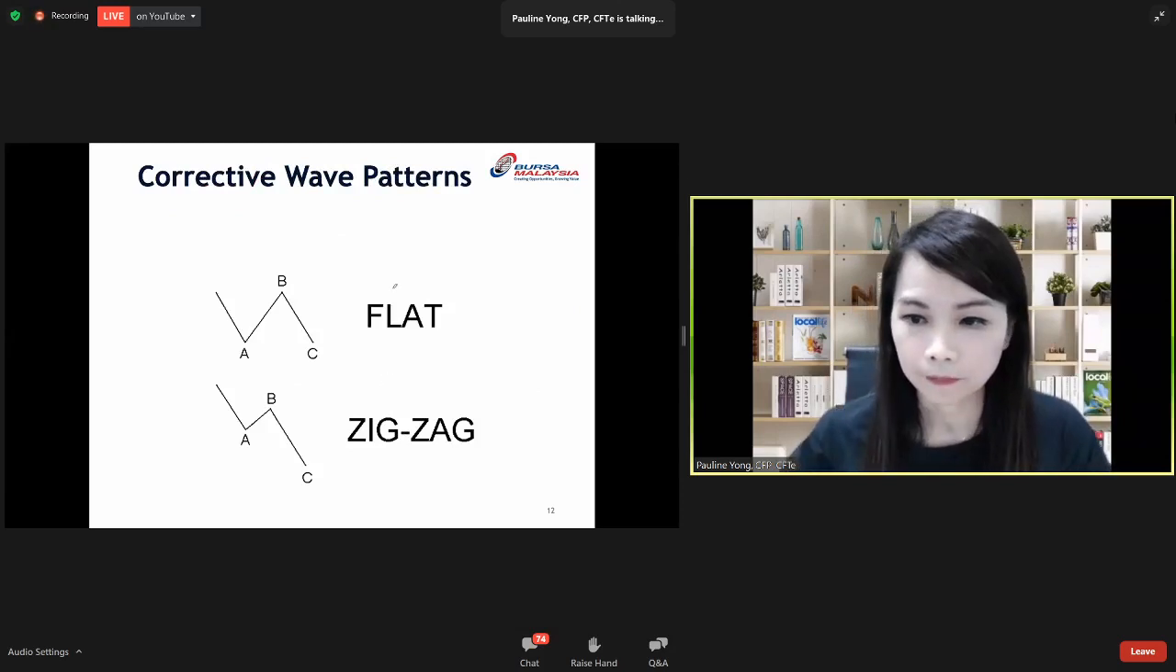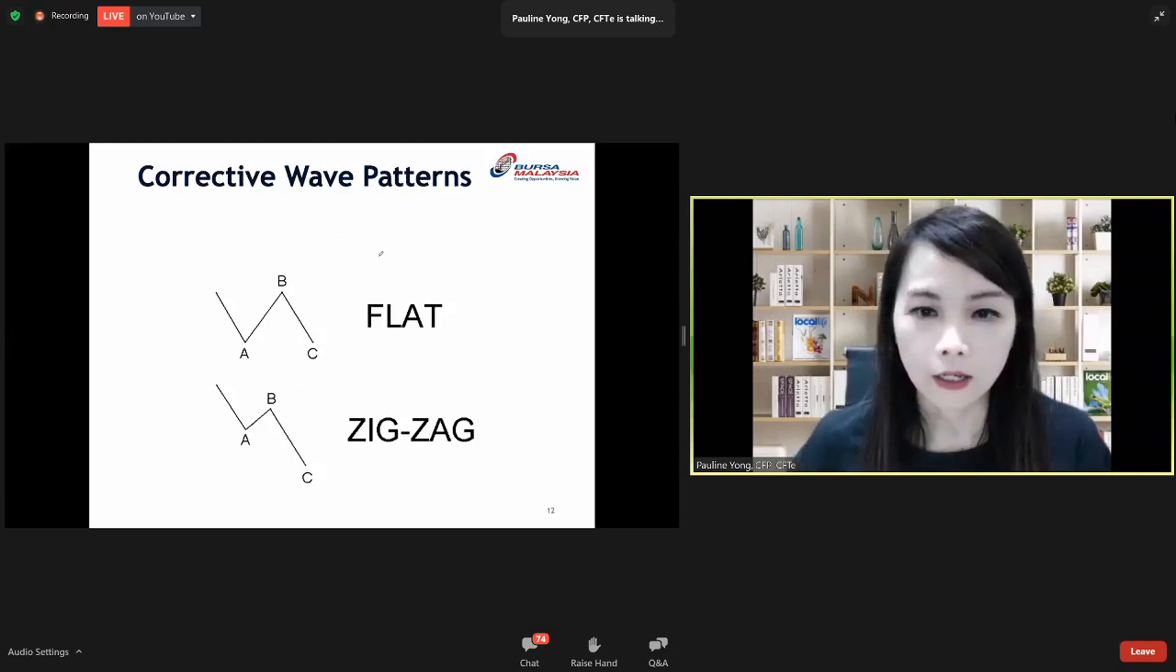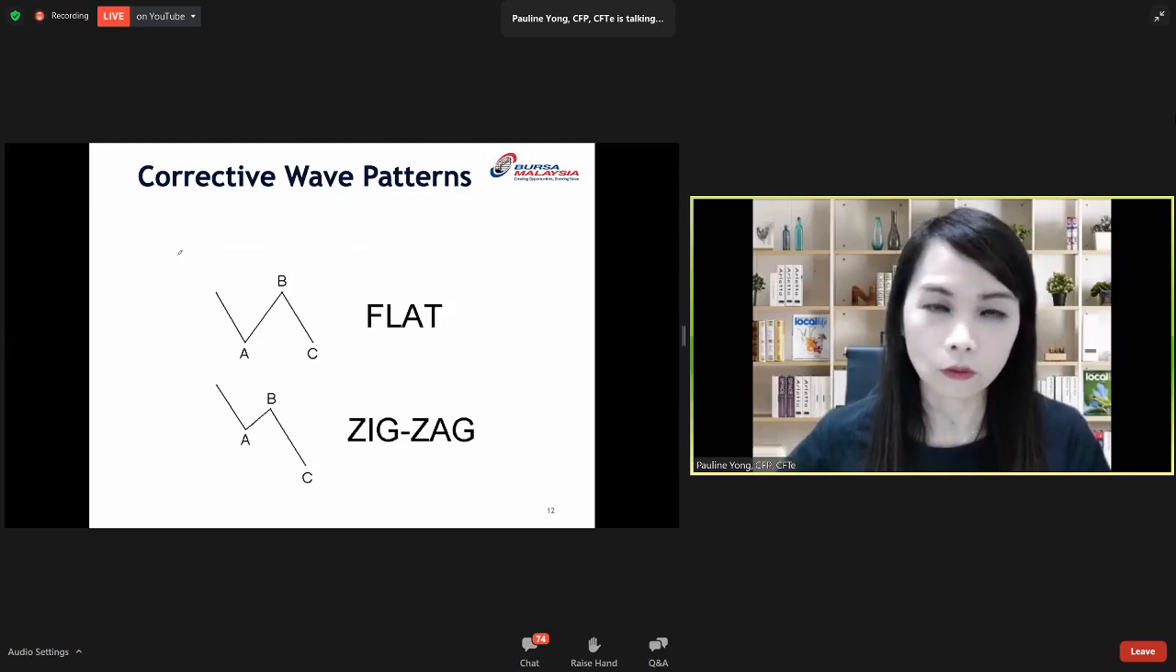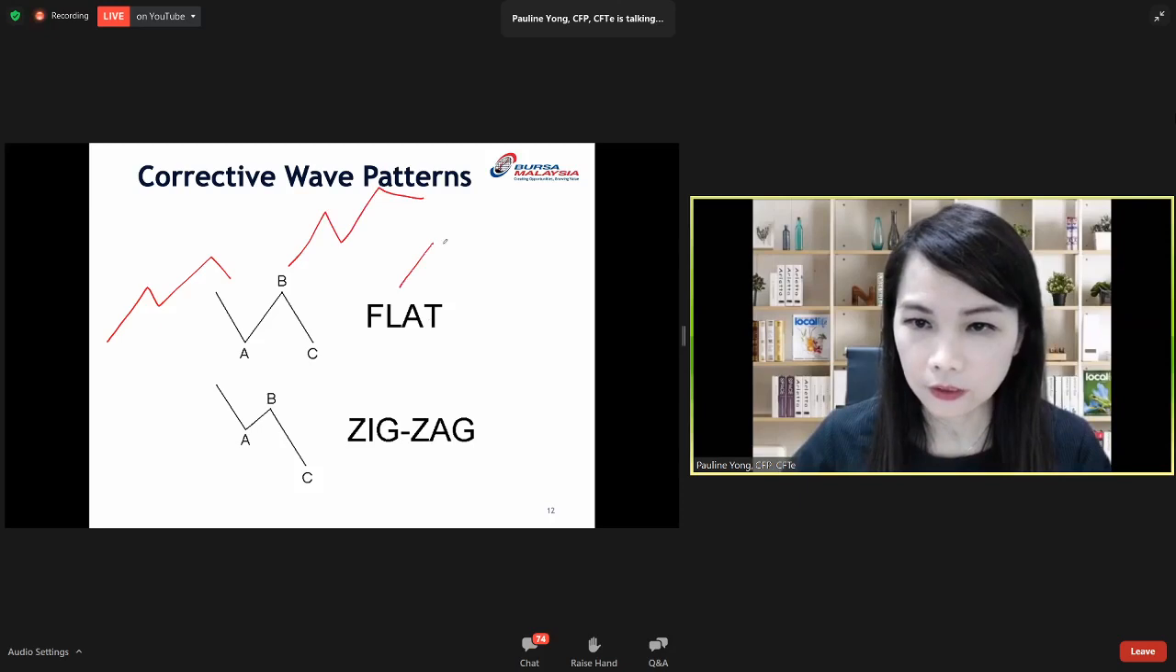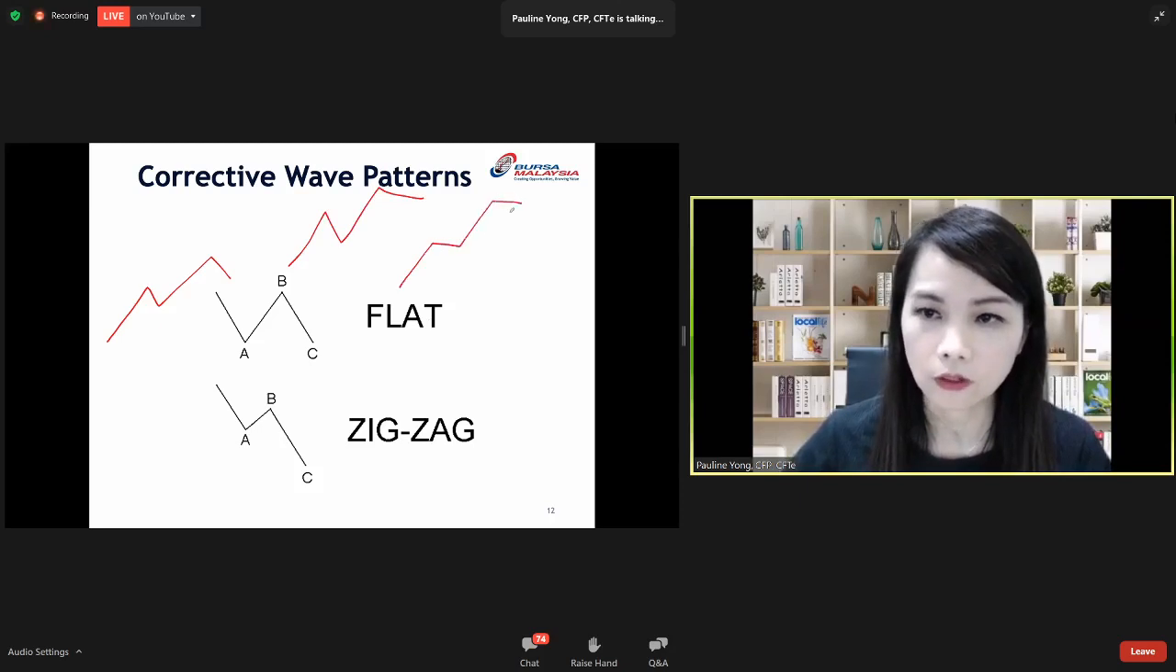Corrective wave. Looking at a very, very distinct corrective wave, you can't go wrong. It's not confusing, no confusion. It is very distinct. So this is the correction, and in this case it is going down. Sometimes the correction can be horizontal, and then go up and then horizontal.